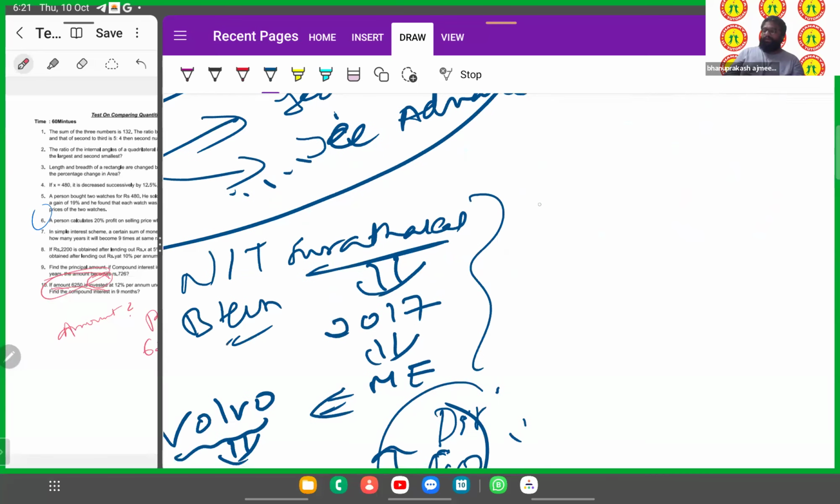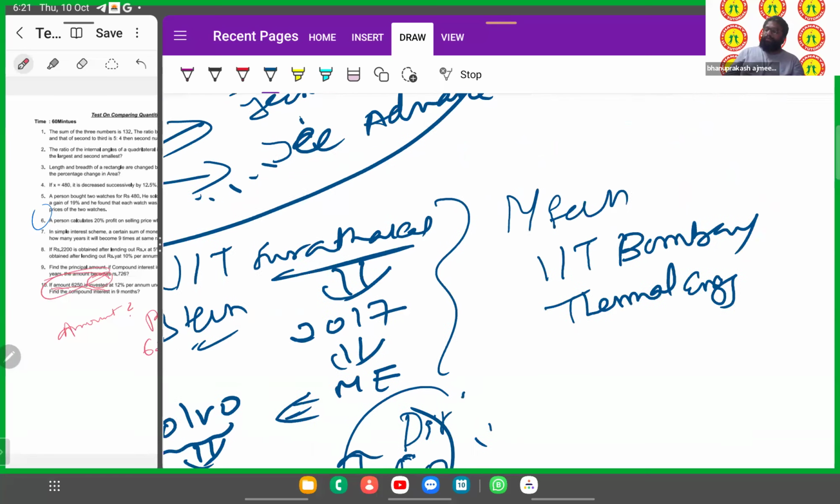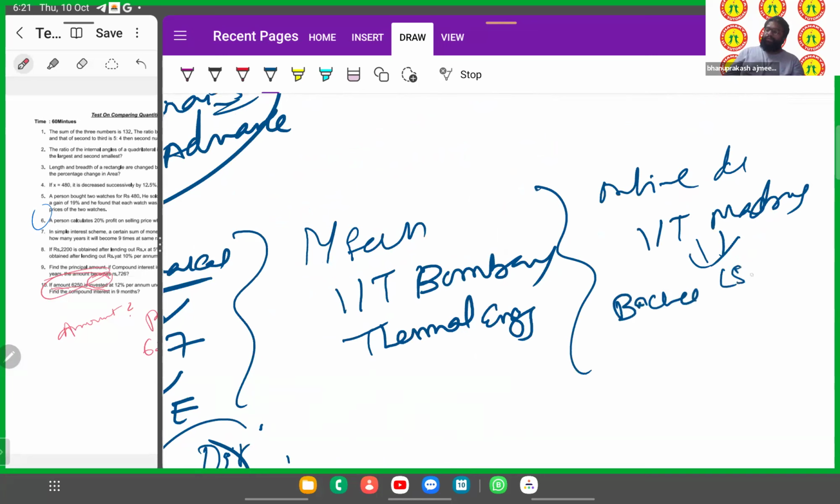My BTech graduation, that is Bachelor of Technology. I did my MTech from IIT Bombay in thermal engineering. Now I am doing my online degree from IIT Madras in Artificial Intelligence and Data Science.